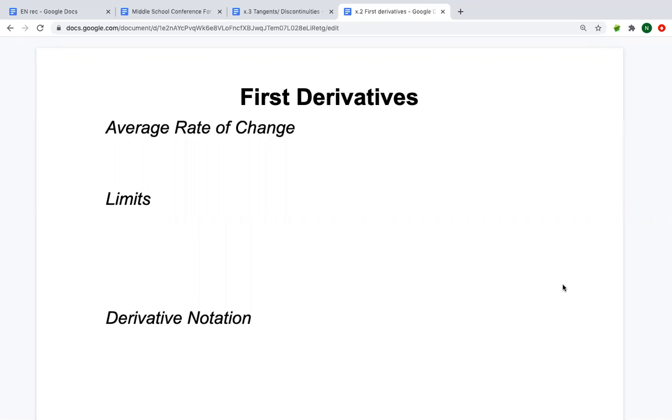you the slope. Now, the slope formula that you already know is y2 minus y1 over x2 minus x1. That's called the average rate of change, meaning that over a given amount of time, what is the slope? Now, when we're talking about a straight line, the average rate of change is the derivative.